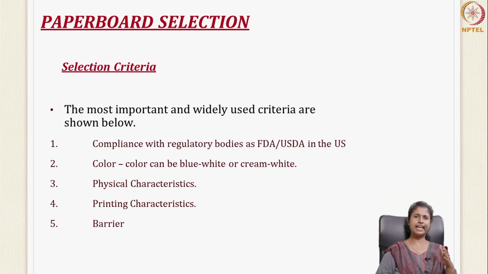Now when you select a paperboard, what are the criteria that you should follow? First and foremost, you have to see if they comply with the regulations that are set out by the regulatory bodies like the FDA or USDA. Then you have color. The color can be blue white or cream white. Physical characteristics that you want should be another criterion. Any printing characteristics that you want. Based on that, you choose your paperboard. And the barrier properties. Do you want the barrier properties? Based on that, you should calculate if you need some laminations to be provided in addition.